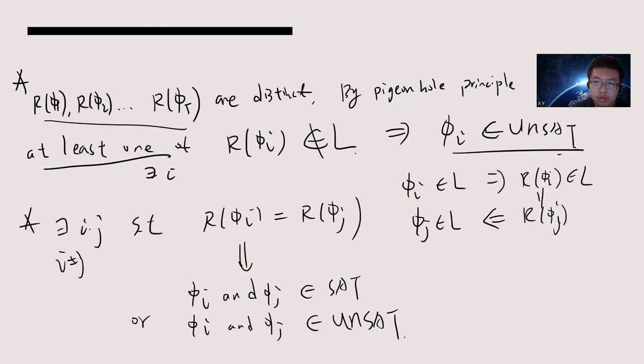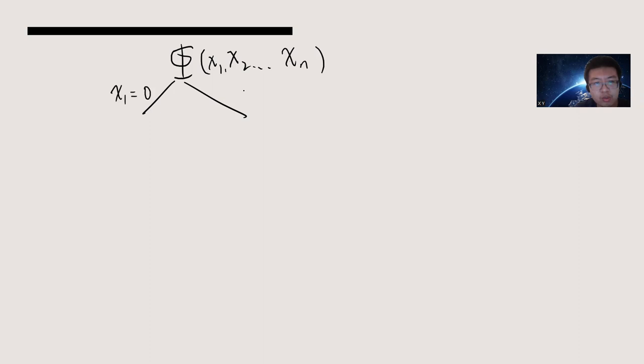Okay, so once we have these simple facts, then the proof will be simple. The idea is that we want to construct some polynomial time algorithm for solving set. Somebody gives you a large formula phi, and then you can ask about the variables x1, x2, maybe up to xn. You can ask whether x1 is 0 or x1 is 1, and when you set x1 equals 0, you will get another formula.